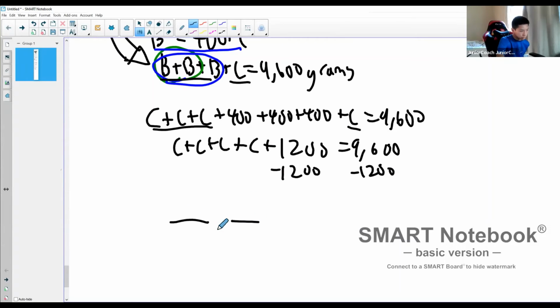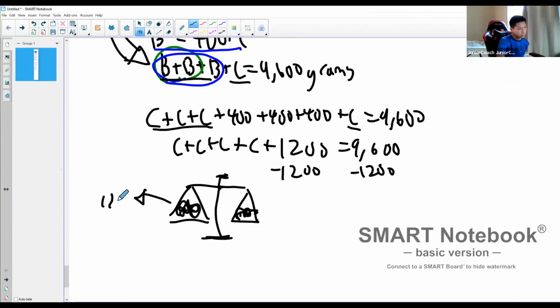a scale. Let's draw a scale. If all of this stuff is equal to all of this stuff, we don't know what it is, but we know they're equal. If you take 1,200 off one side, then the other side would become heavier and the scale would fall this way, but we want to keep it equal. So if we take 1,200 from one side, we have to take 1,200 from the other side. That's the basic principle of simplifying stuff. Move this over.